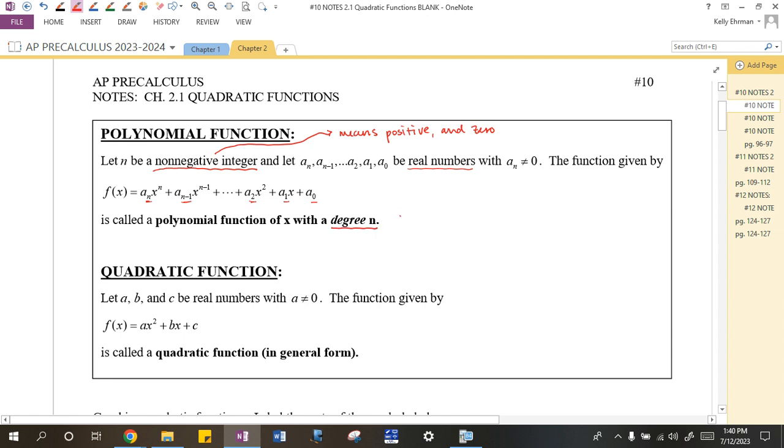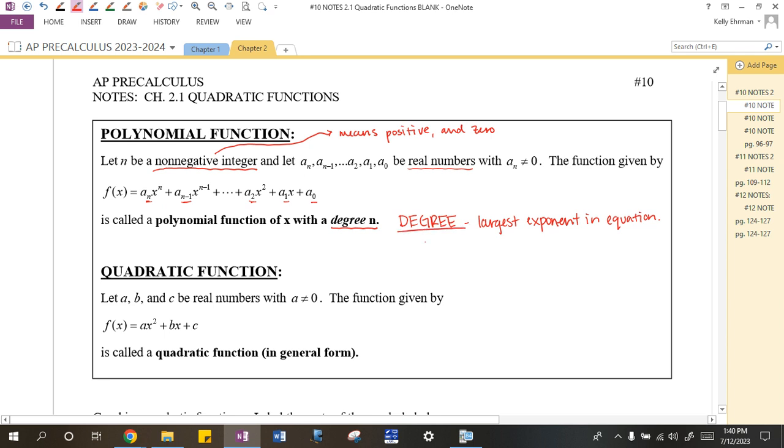So degree, little mini vocab word in here for you that we'll be using. Degree is just the largest exponent in the equation. So you're searching every term. It doesn't have to be the first term. It usually is, but it could be anywhere in here. The term with the highest exponent in the equation is the degree.